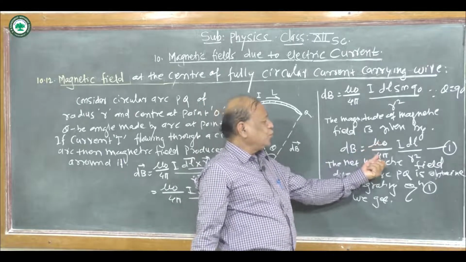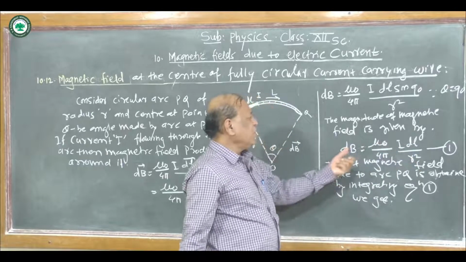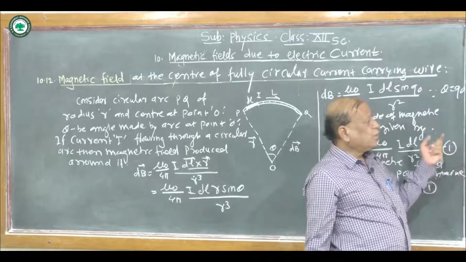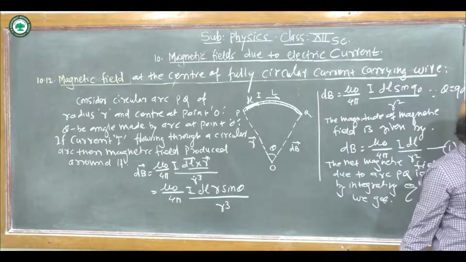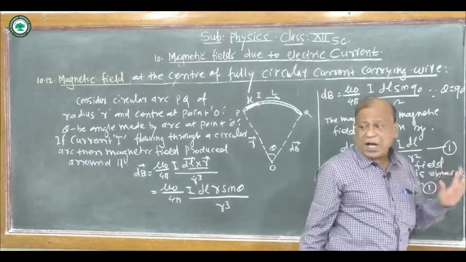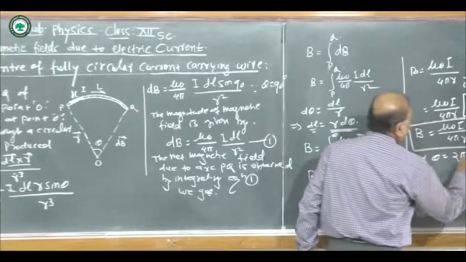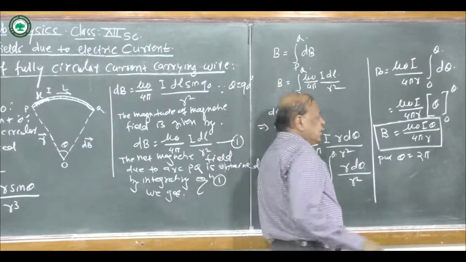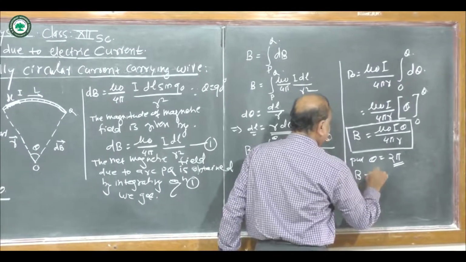dB is equal to mu 0 upon 4 pi, I dl upon r square. Integrating this equation we get the total magnetic field produced by that circular arc, which is B is equal to mu 0 I theta divided by 4 pi r. Now put the value of theta equal to 2 pi. Theta for a complete circle is 360 degrees, that is 2 pi radian.